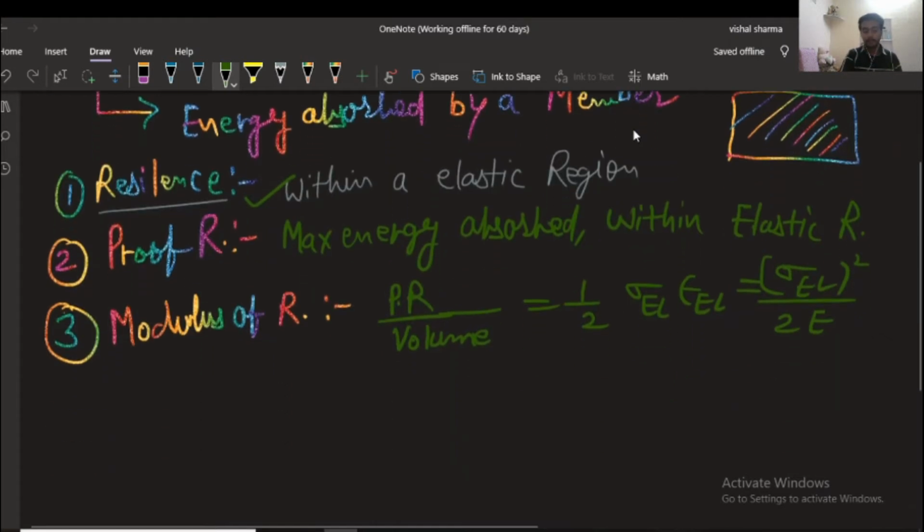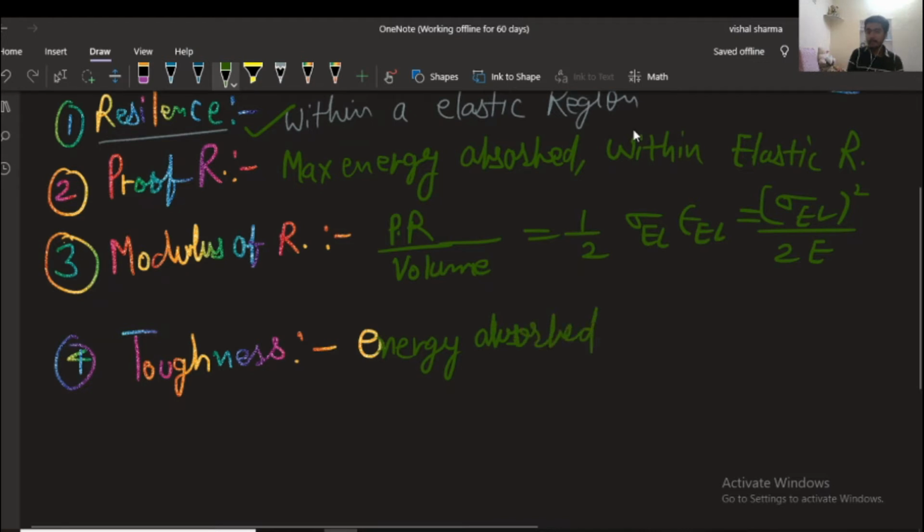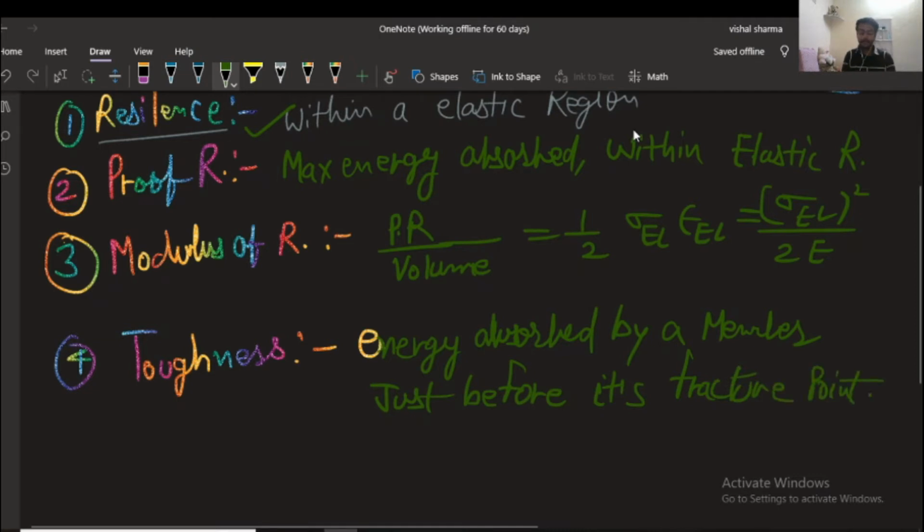The fourth one is the toughness. The fourth term which is used in the strain energy is called the toughness. The toughness is the energy absorbed by a member just before its fracture point, or we can say prior to the fracture.